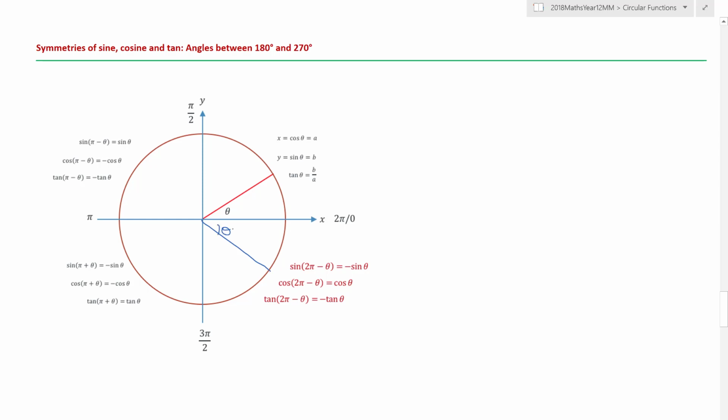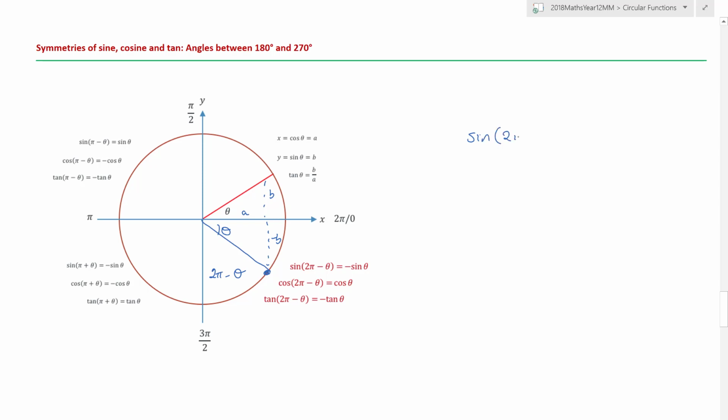I now know that this is theta. It makes my life easy because I now know that the x value is a, whereas that's b, that's now going to be minus b, and we use the same idea. How am I going to describe this? Well, it's not quite at 2 pi, so it's going to be 2 pi minus theta.